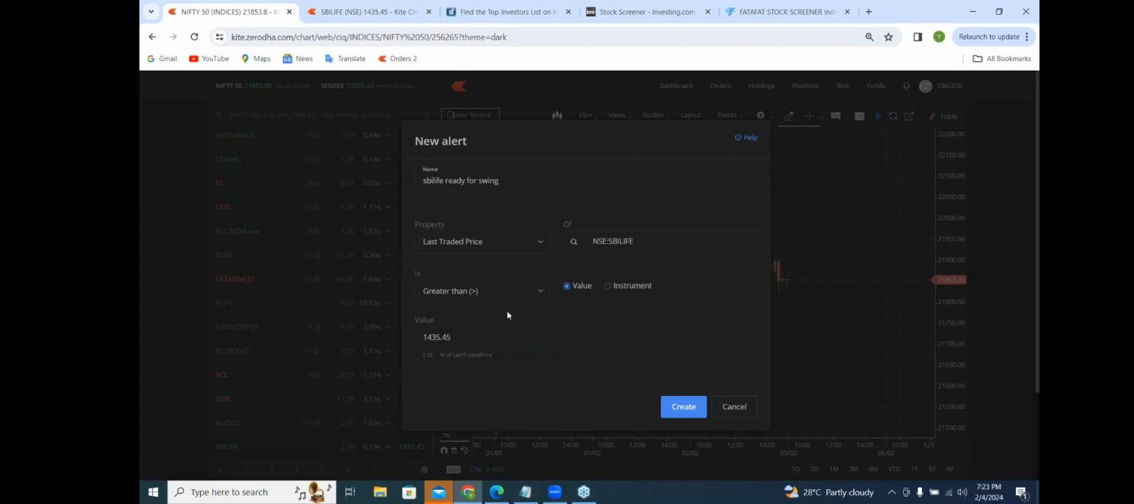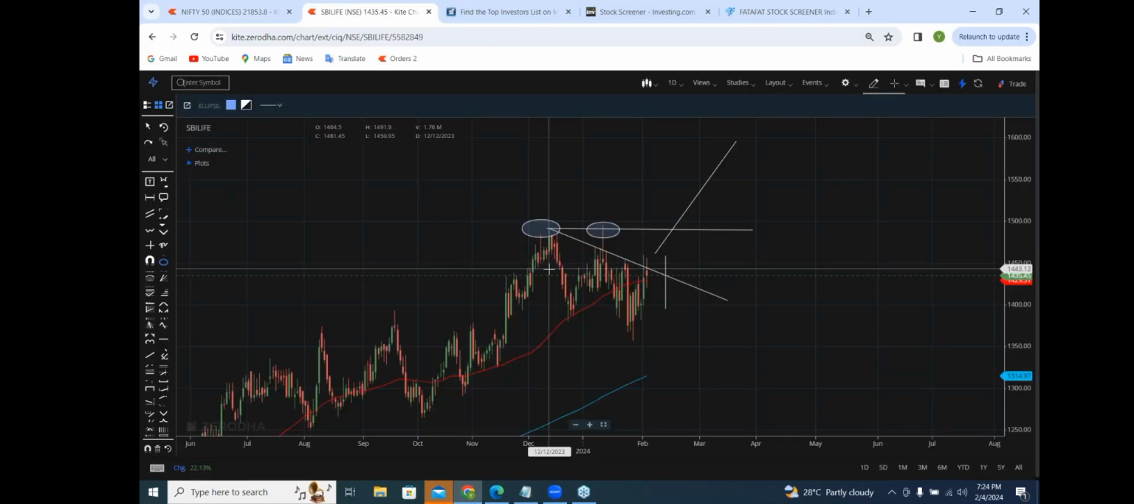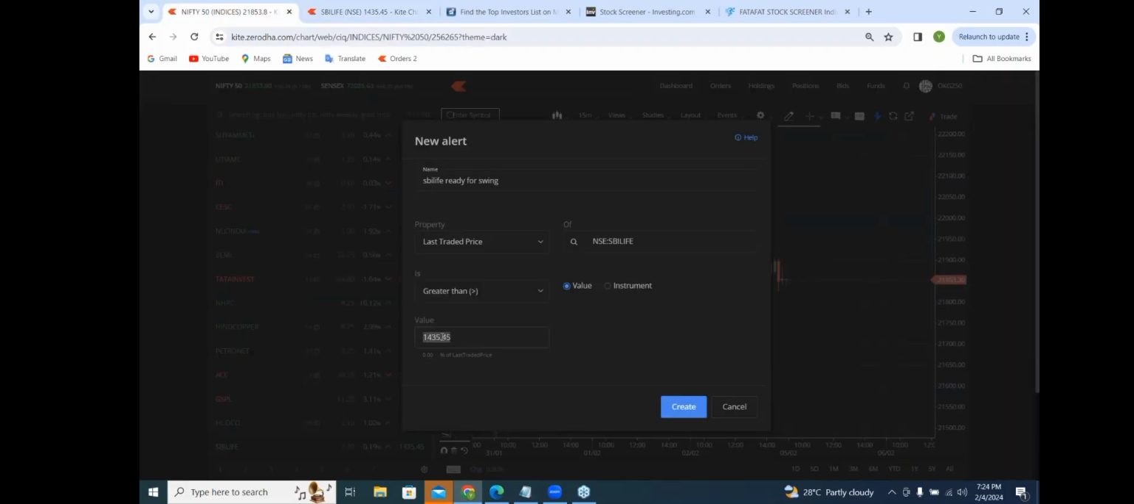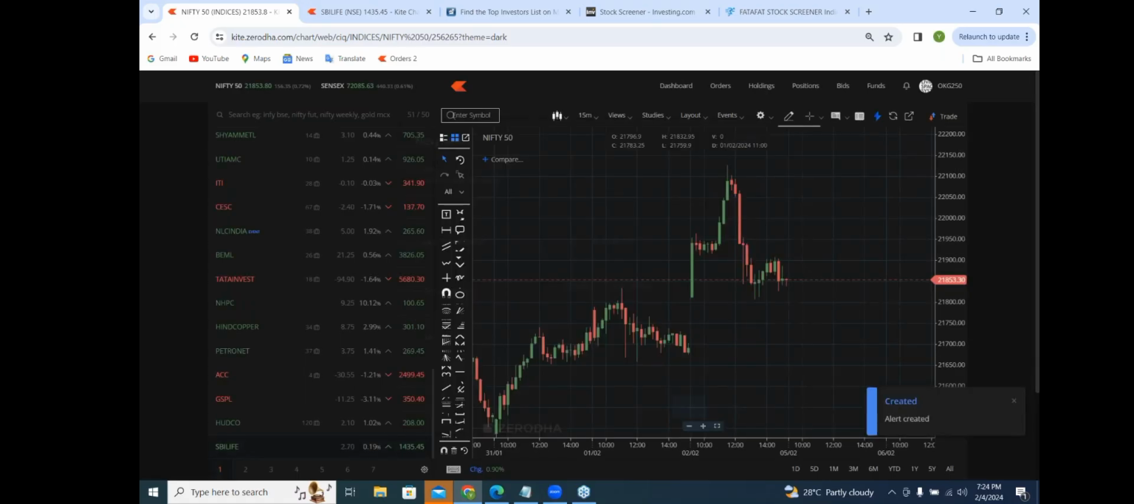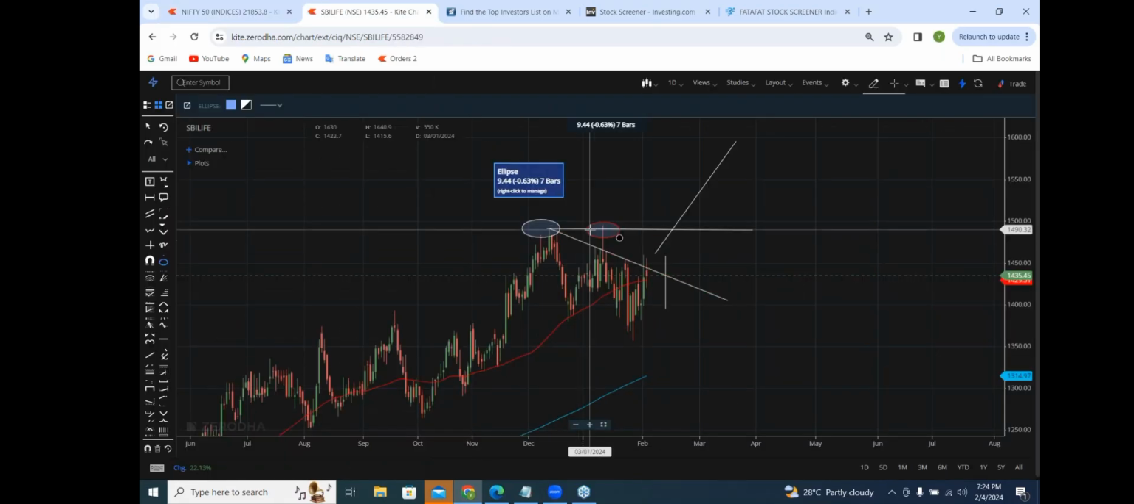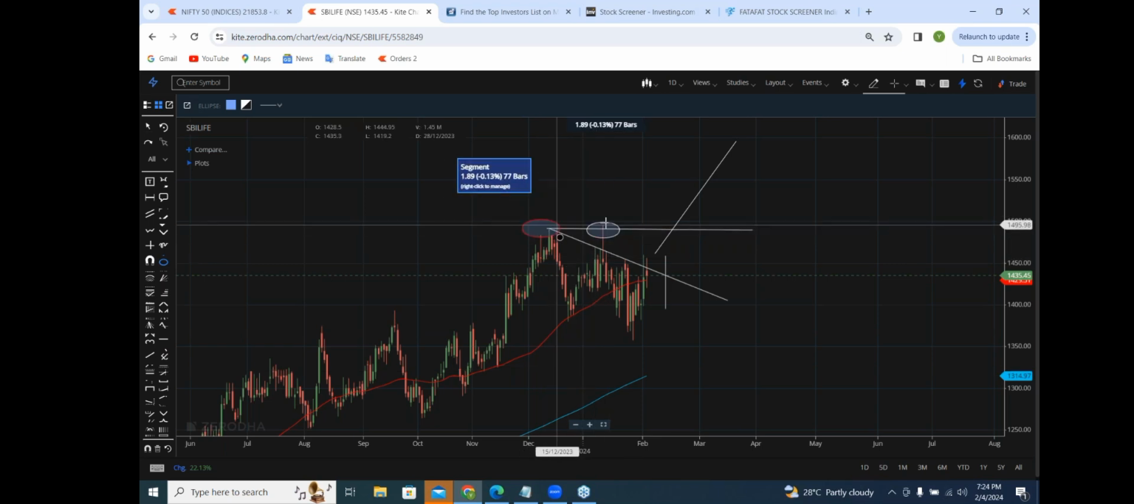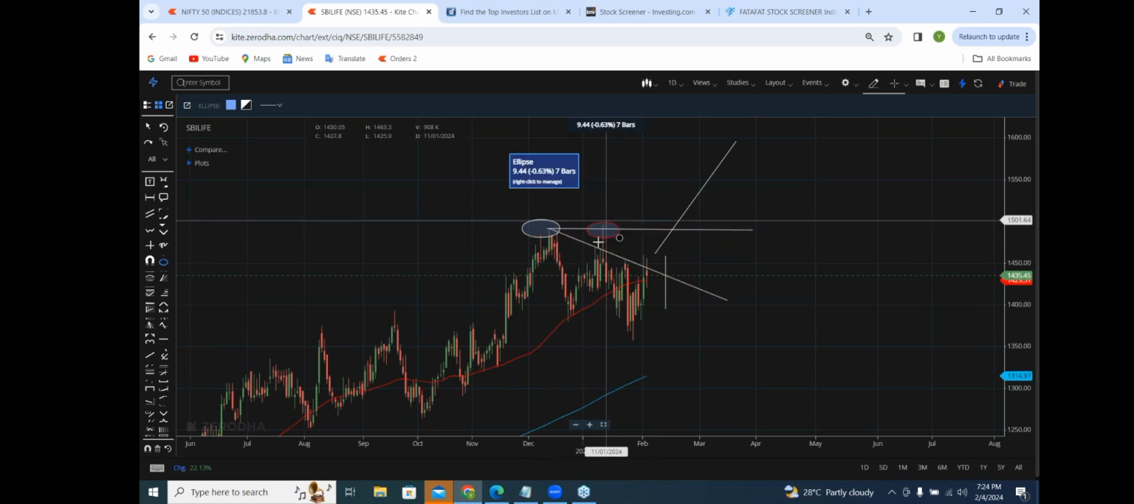Greater than, what is the high? 1492. Until this level is not breached, please do not worry about taking an entry, because you can see there are rejections at the same level twice. So it's better to wait for it. Is that clear, all of you?